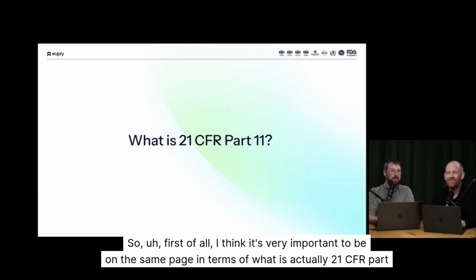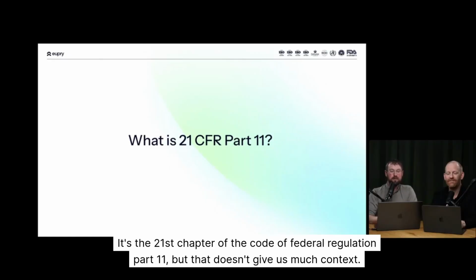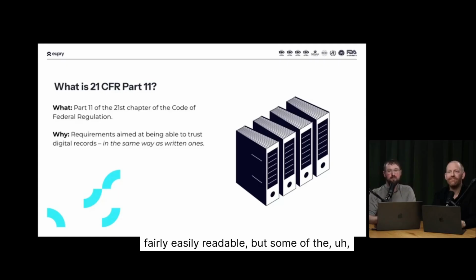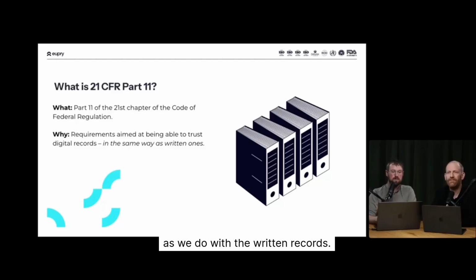First of all, I think it's very important to be on the same page in terms of what 21 CFR Part 11 actually is. You could answer it rather quickly as the 21st chapter of the Code of Federal Regulations, Part 11, but that doesn't give us much context. If you want to look it up online, it's a fairly small set of requirements, and they're fairly easily readable. But the reason behind these regulations is basically that we want to be able to trust digital records in the same way as we do with written records.